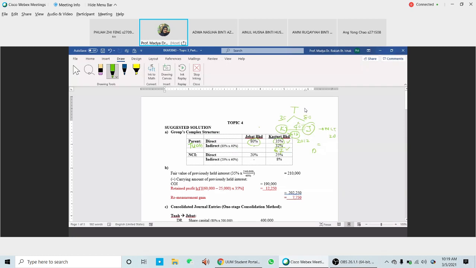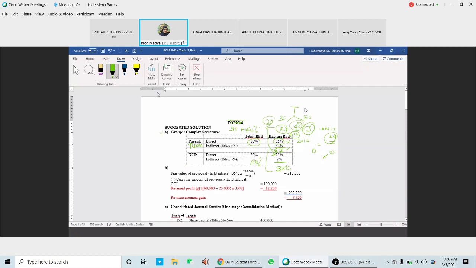Okay, so directly the NCI in Jebat has 20%, and then the NCI in Kasturi is going to have here, Tuah has 35% plus Jebat has 40%, so altogether 75%. So that means the NCI have another 25%. And then the NCI also have indirect through Jebat. So indirect through Jebat here is 20% times 40%, so you're going to have another 8. So altogether the NCI is going to have 33%. Make sure that when you total up these two figures, it should be 100%. So 67% by Tuah and then another 33% by the NCI. Okay, so is it okay with the first one?